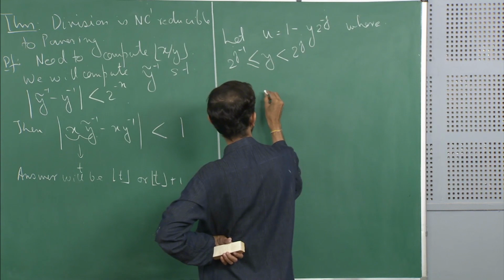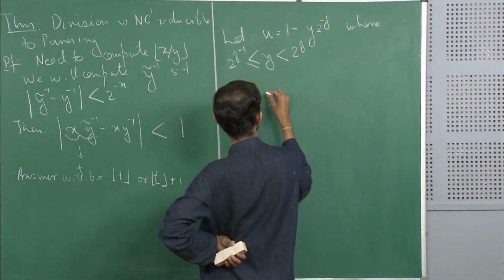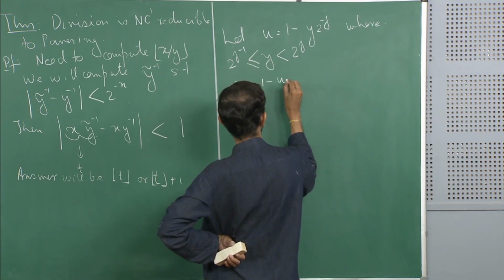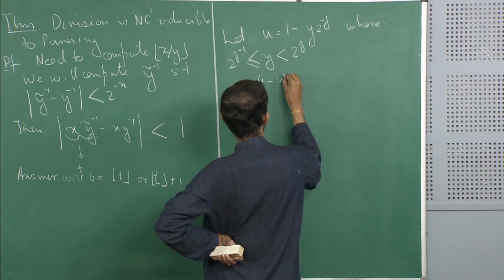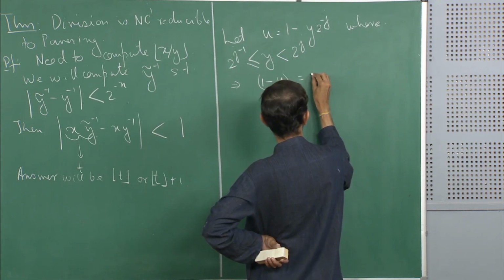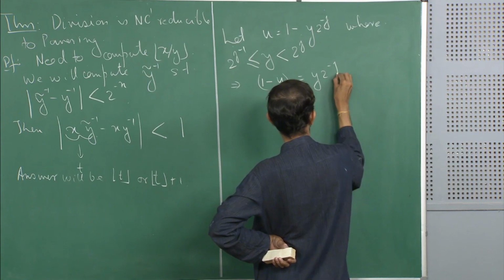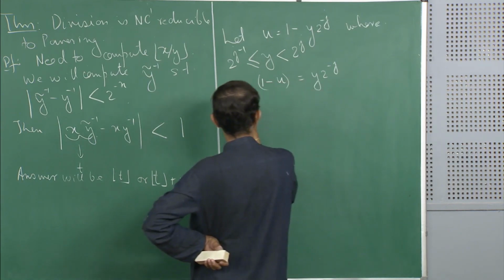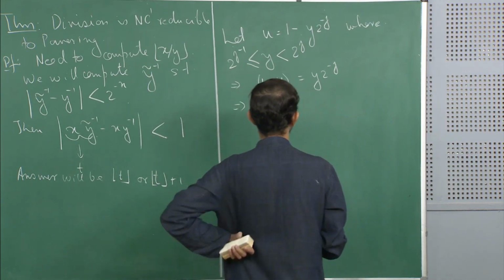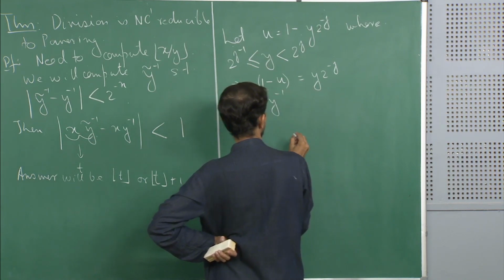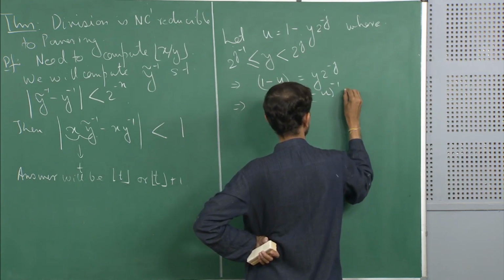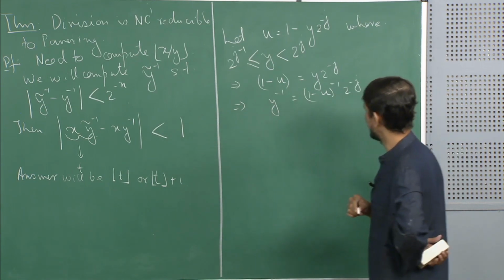So, this implies that one minus u is equal to y times 2 to the power minus j, which implies that y inverse is equal to 1 minus u inverse, into 2 to the power minus j.